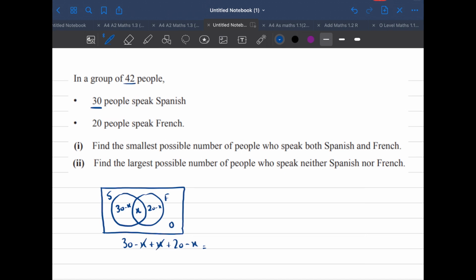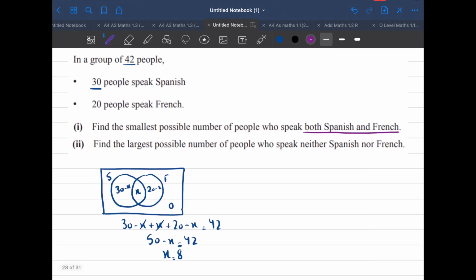In this question, how many people were there? 42. It's going to be 50 minus X equal to 42. So my value of X will be 8. The least value of people speaking both Spanish and French is what? It's 8. And now if I talk about the least value of people who don't speak Spanish and French, always assume 0 if it's not given in the question.